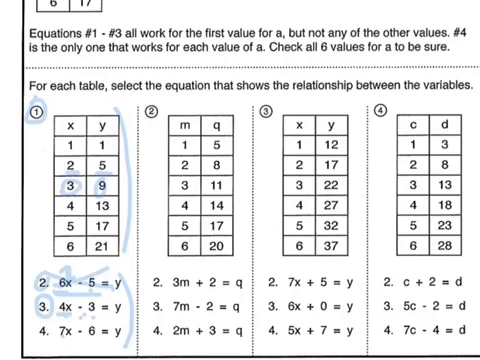7 times, let's just try 2. 7 times 2 is 14. 14 minus 6 is 8. It's not equal to 5. So we can see that that one's not going to work either. Hopefully you picked number 3 and you know why you picked number 3.